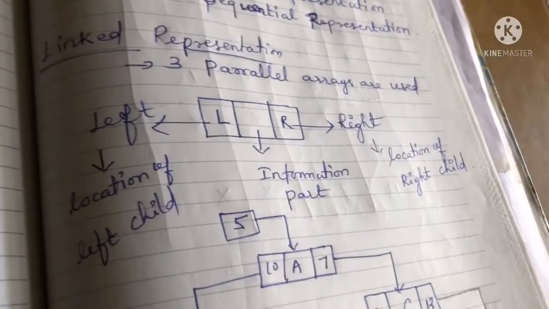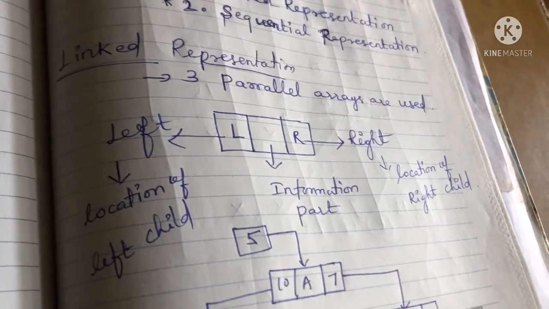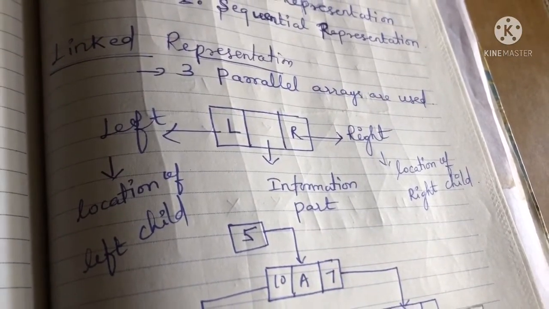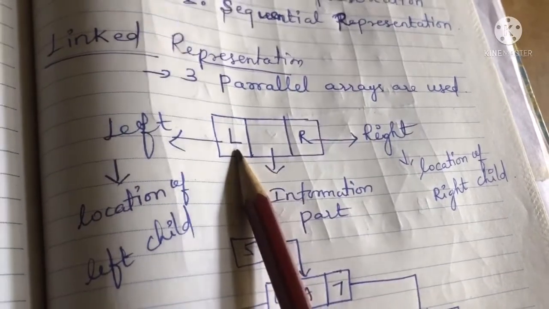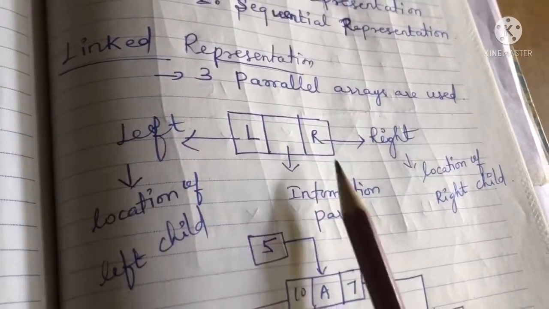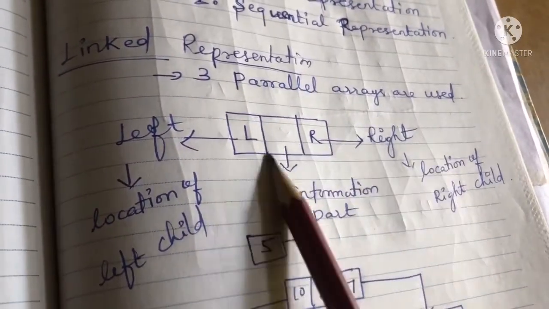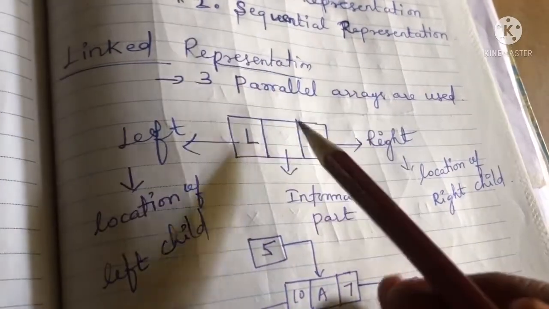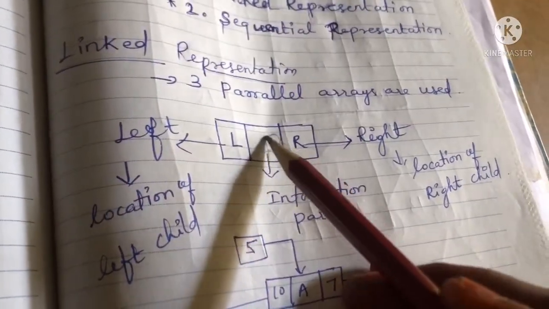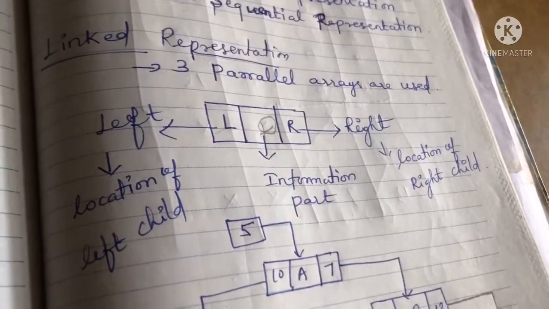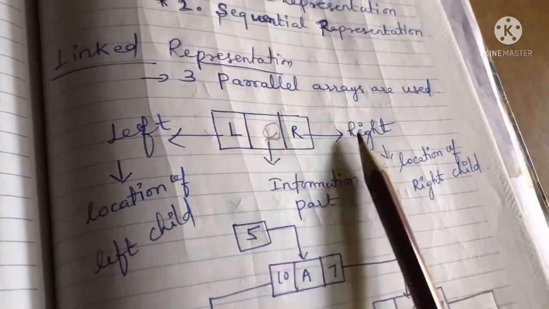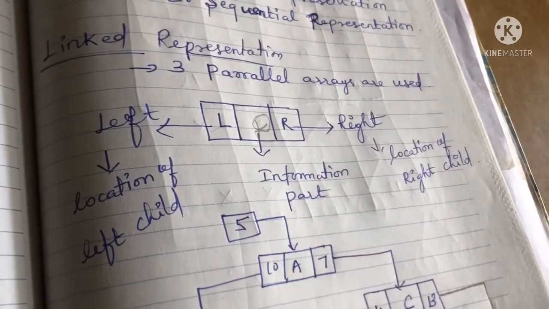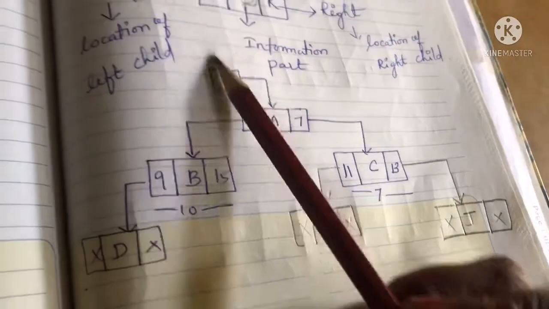In linked representation, three parallel arrays are used. This one is pointing left, this one is pointing right, and this one indicates the data, that is, the information part. This denotes the location of the left child, and this denotes the location of the right child. Here is one example.